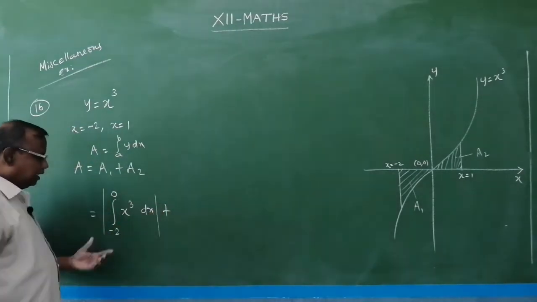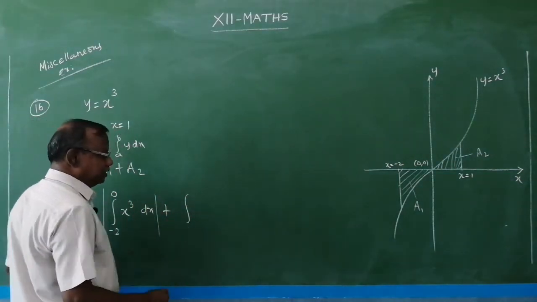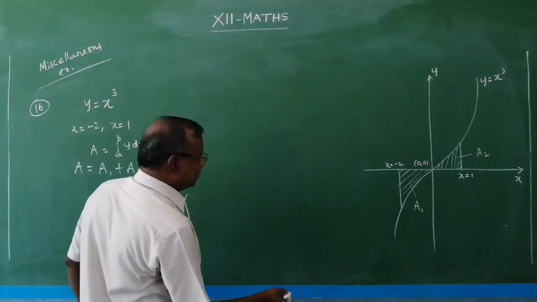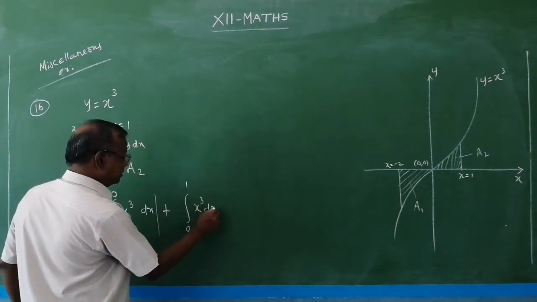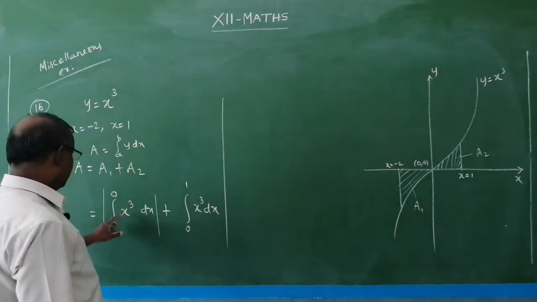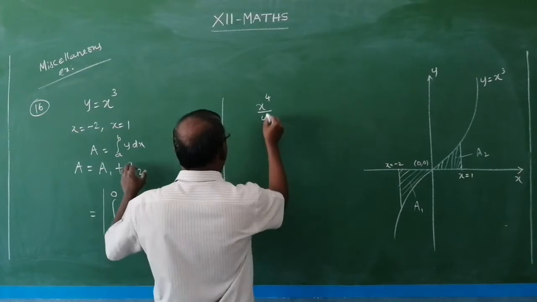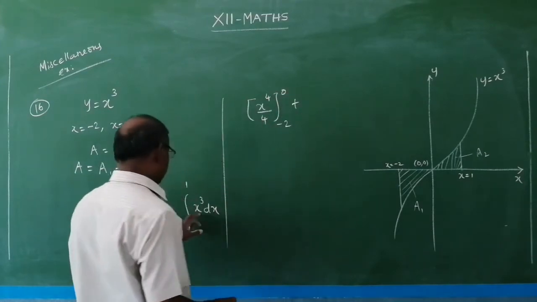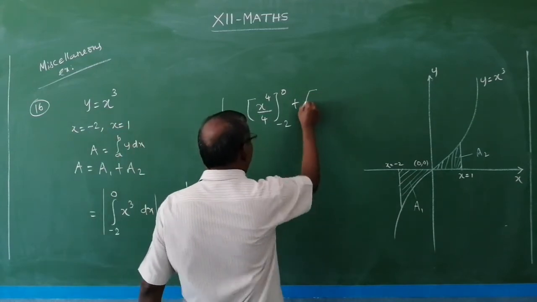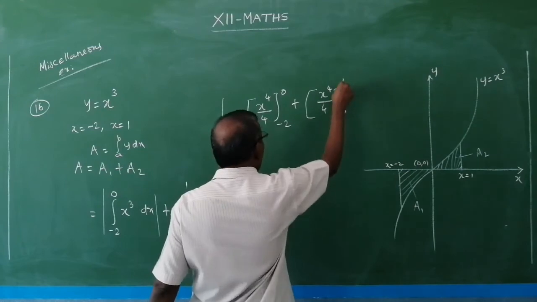So in order to get the absolute value. For the right side there is no problem. A2 lies to the right of the y axis. Therefore, it is 0 to 1, y dx means x cube into dx. So the first part is x power 4 by 4 from minus 2 to 0, plus the second part is also x power 4 by 4 from 0 to 1.